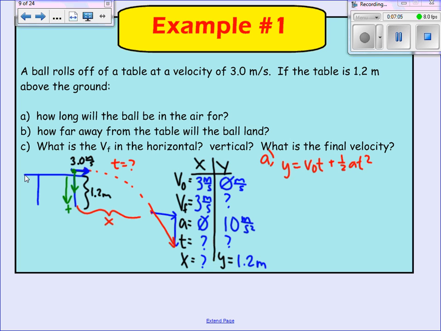Let's start plugging in the information that we know. My y is 1.2 meters. That's equal to, now notice this, the initial velocity is 0 in the y, so that makes this whole term cancel out. So really we're just left with 1/2 the acceleration, which is 10 meters per second squared, times time squared. If we solve for time, I'm going to do 1.2 divided by 1/2 divided by 10 and then square root that. My answer is approximately 0.489 seconds.